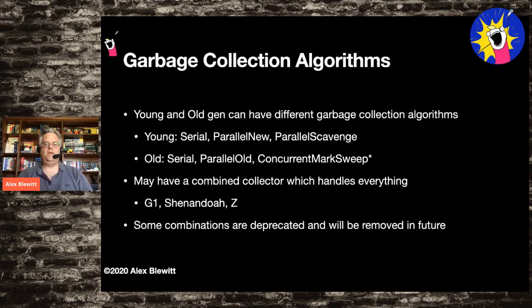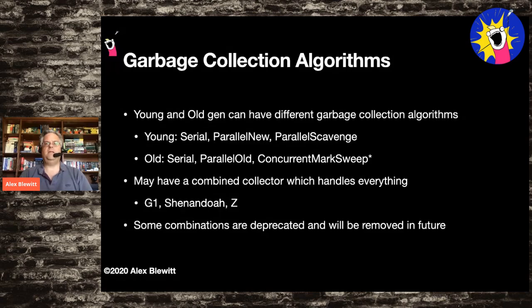Now, the algorithms that are used to process the garbage collectors actually vary depending on whether you're talking about the old generation or the young generation. And so for the young generation, you can have serial, parallel new, or parallel scavenge as options. And for the old generation, you can have serial, parallel old, or concurrent mark sweep. And you can actually turn these on and off.